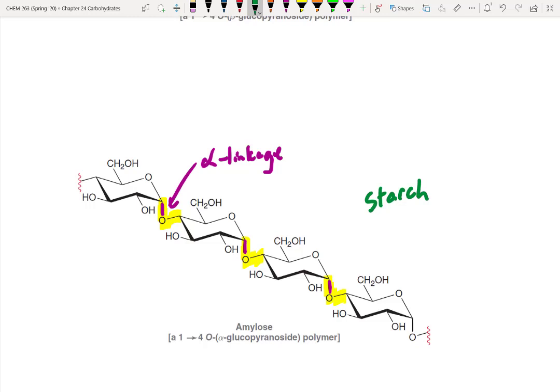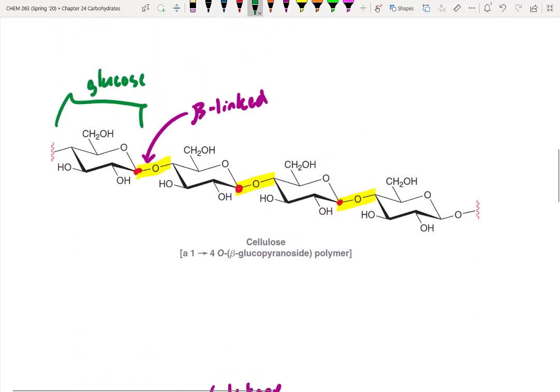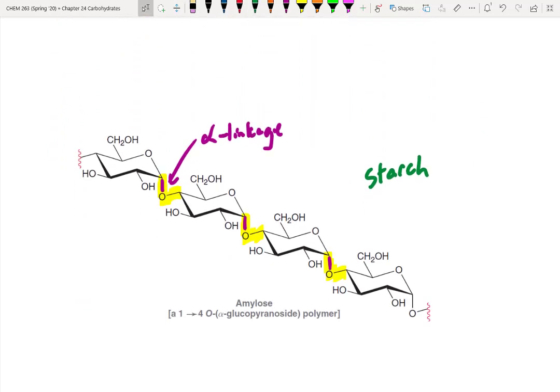If you eat something like a potato, it has a lot of starch in it. But because the starch is composed of amylose, or a good chunk of amylose, and these alpha linkages are in amylose, we have a much easier time digesting starches than we do cellulose. So it's a subtle difference, but a really, really important one.